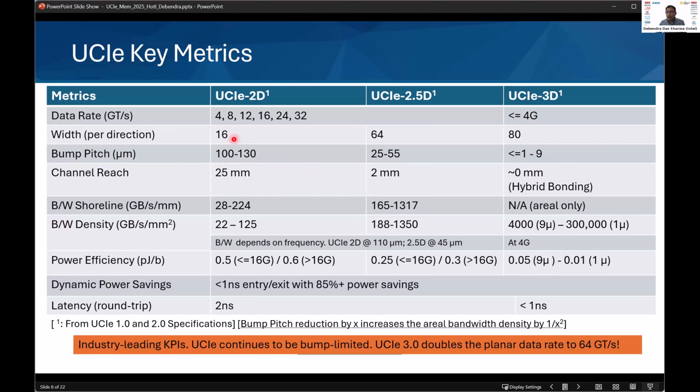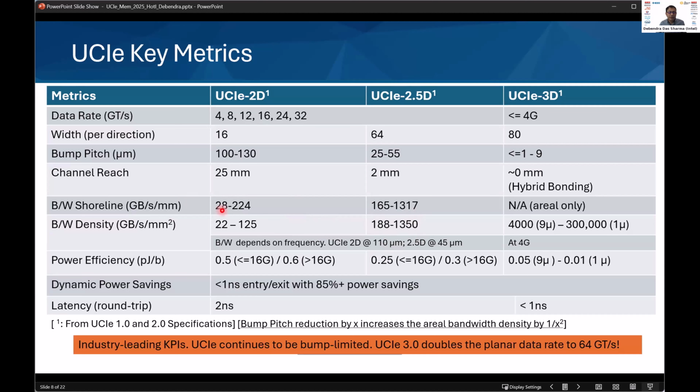This is the width of every module per direction, 16 data wires each direction for standard, 64 for advanced. A UCIe link can be 1 module, 2 modules, or 4 modules. And you can have multiple UCIe links if you want even more bandwidth. We talked about the range of bump pitches, the channel reach here. Now, this is where the metrics come in. So there are 2 metrics for bandwidth density. One is the shoreline density, gigabytes per second per millimeter, and the other one is areal density. And these depend on the frequency. And these are basically at 110 micron for 2D and 45 micron for 2.5D.